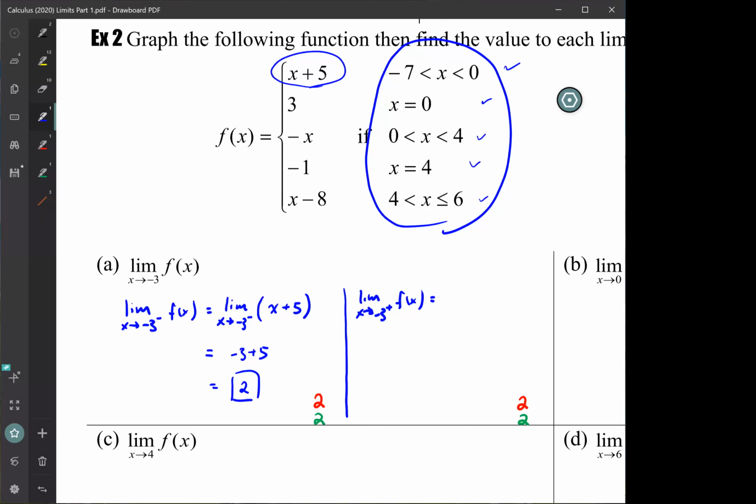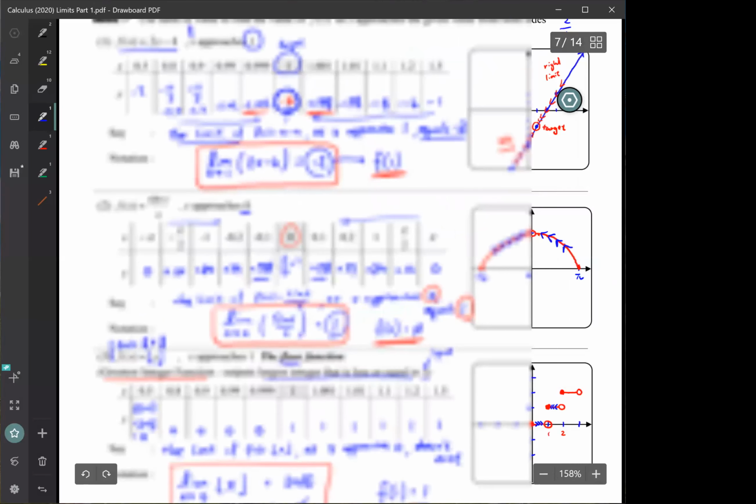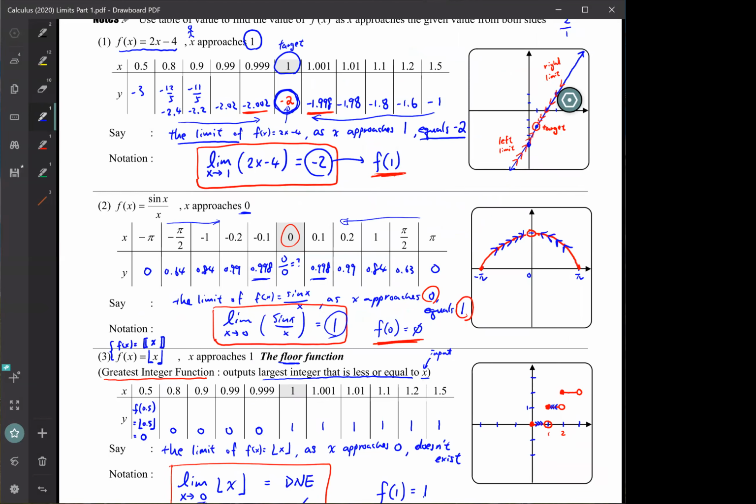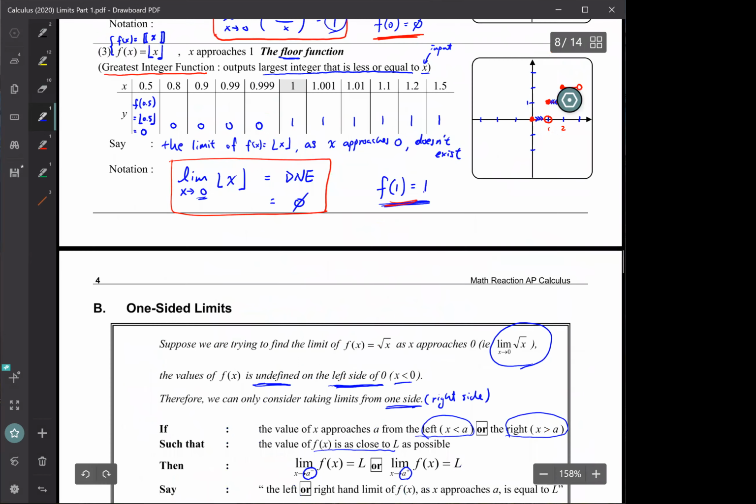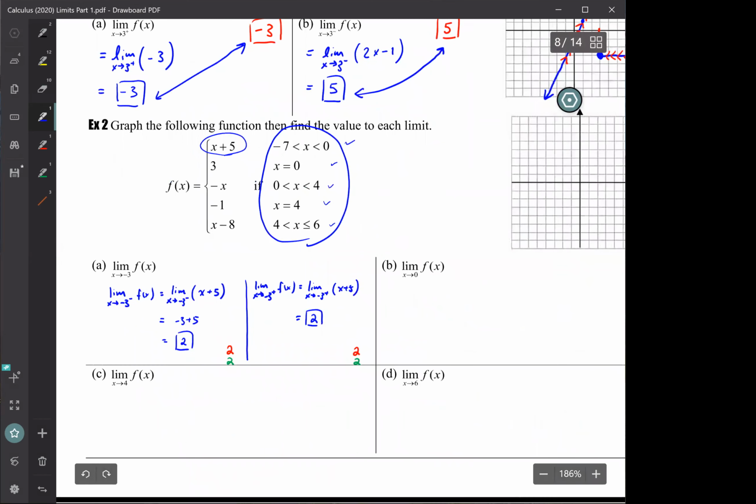Okay, so Leon, can you tell me for the right-hand limit, which piece do you pick? The same one. Okay, so that will be x plus 5. So the answer will be also 2. Now because the left limit and right limit match each other, just like in the previous page, Example 1 and 2, if the left limit and right limit are both approaching the same place, then the limit will exist. So over here, they both equal 2. So your final answer for the question will be 2.